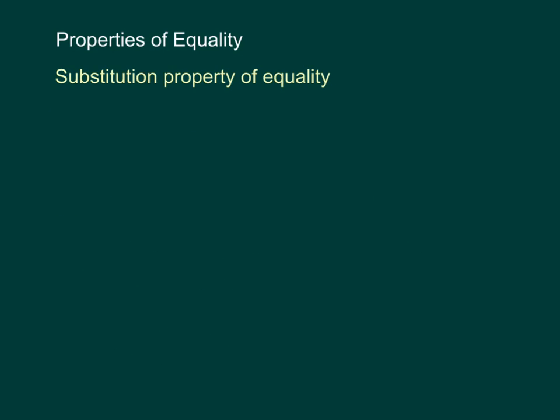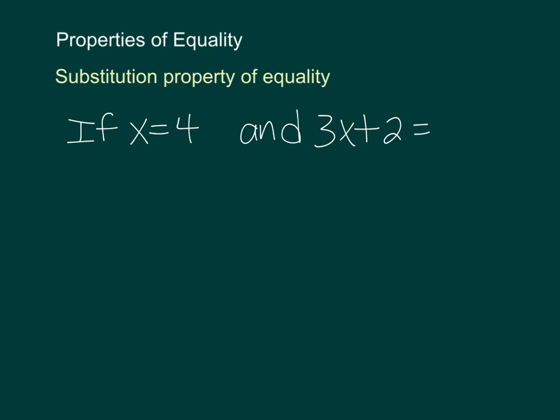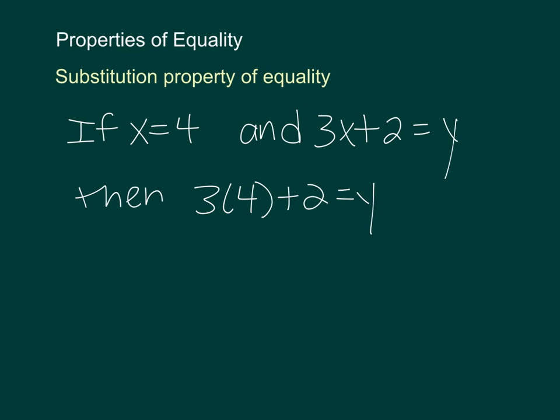The last property of equality is the substitution property of equality. So that's just saying if x equals 4 and 3x plus 2 equals y, then 3 times 4 plus 2 equals y. So because x is equal to 4, anywhere I see x, I can put a 4. So that's the substitution property. I'm substituting in 4 for x.